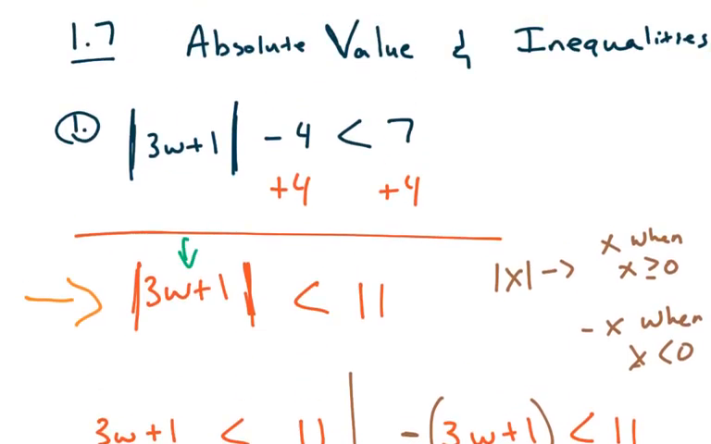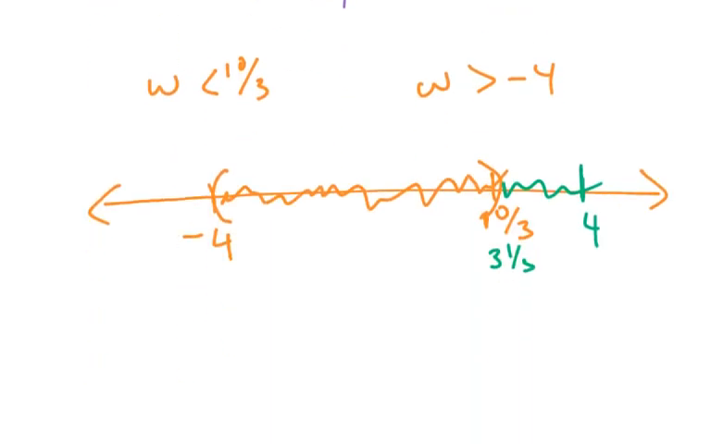Well, let's see. 4 times 3 is 12. 12 plus 1 is 13. Is the absolute value of 13 less than 11? And the answer to that is clearly no. So that's what tells me when I look here that this bit right here is a no-go. It doesn't exist. It's just what's in between.